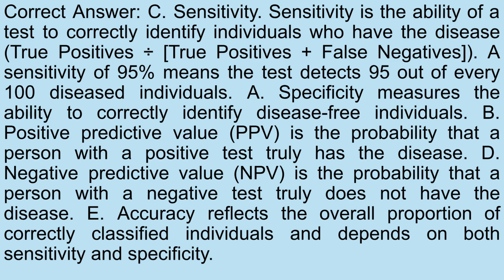A. Specificity measures the ability to correctly identify disease-free individuals. B. Positive predictive value, PPV, is the probability that a person with a positive test truly has the disease. D. Negative predictive value, NPV, is the probability that a person with a negative test truly does not have the disease. E. Accuracy reflects the overall proportion of correctly classified individuals and depends on both sensitivity and specificity.